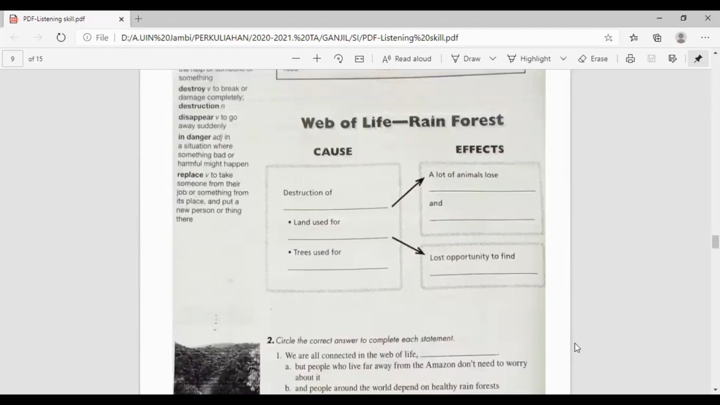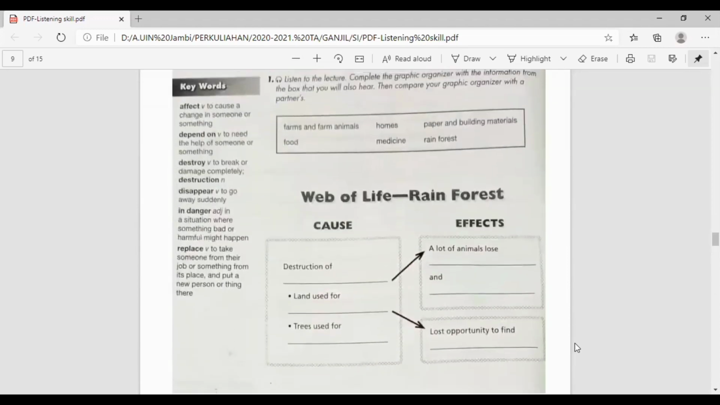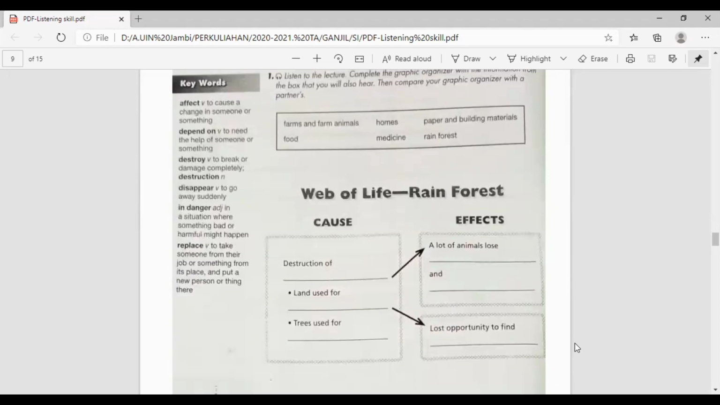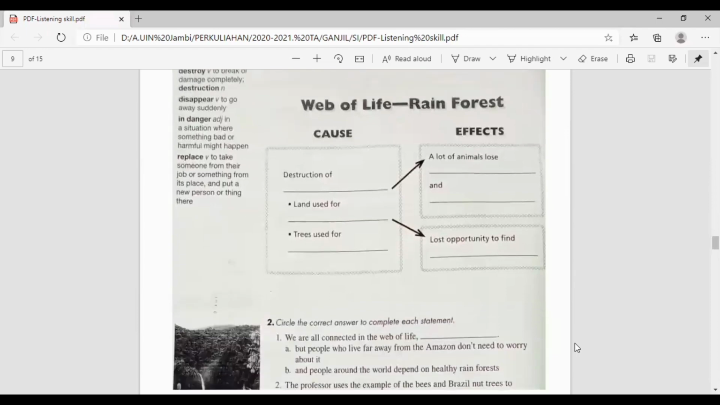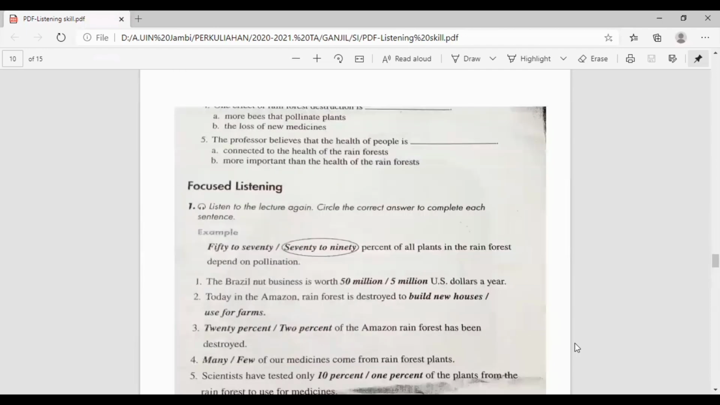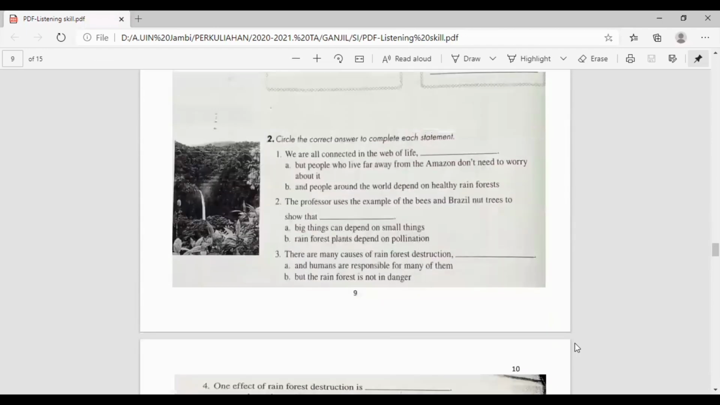Okay, yeah. So try to complete the diagram. I think it's very easy. The lecture is very easy to follow because it's very well organized. So the lecturer mentioned the cause, and then after that the effects, which is a very good organization of a lecture, I guess.